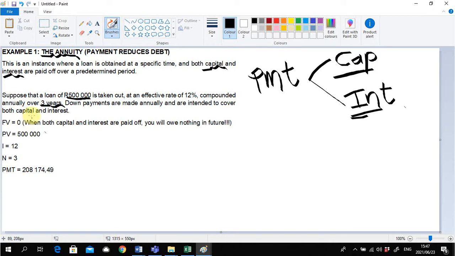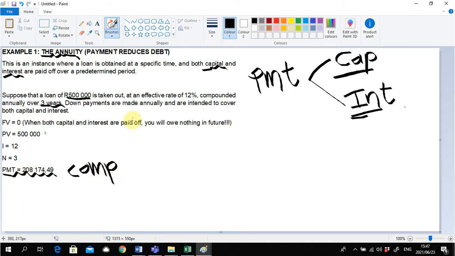The future value is after the 3 years have lapsed. So the loan that you got in current terms is 500,000. Then the effective rate was given, the time was given. That should not be too difficult. And then you needed to calculate the payment. So that would have been your compute function to get to the payment.